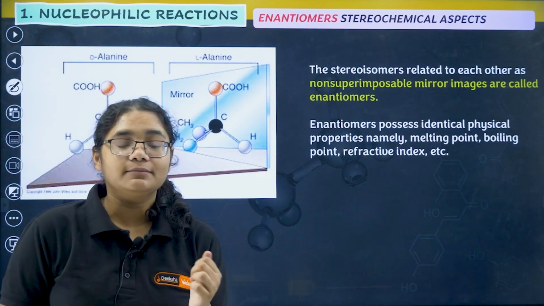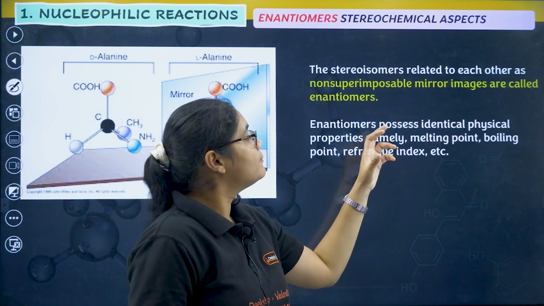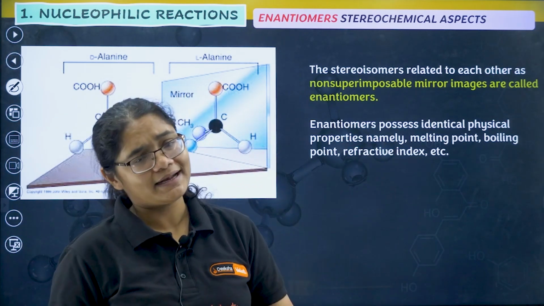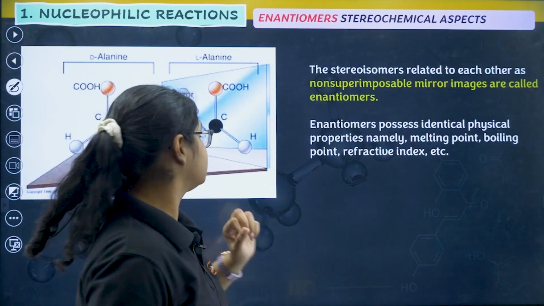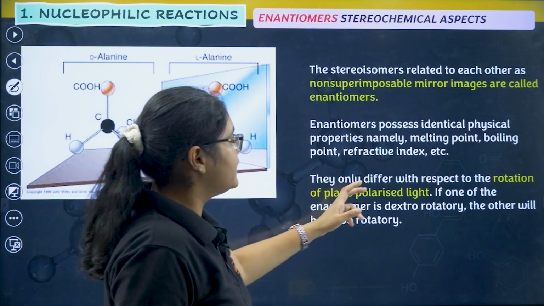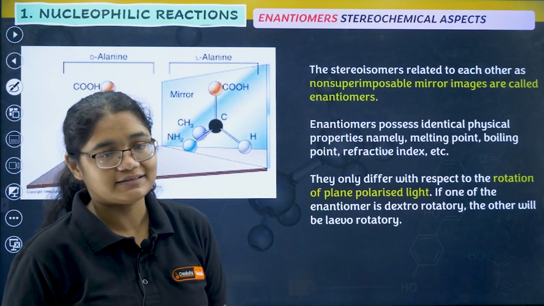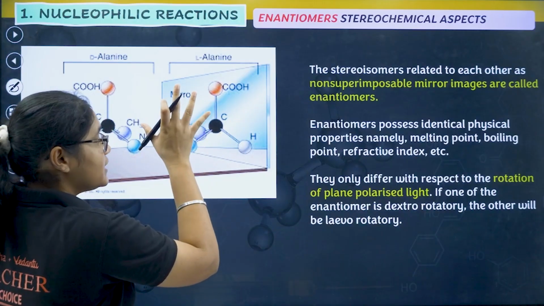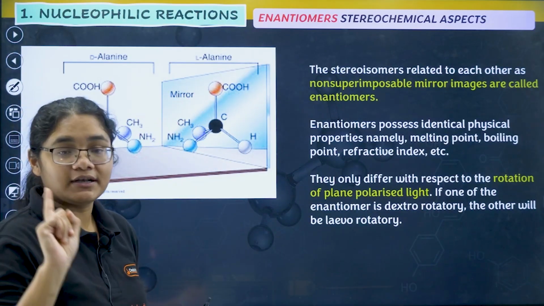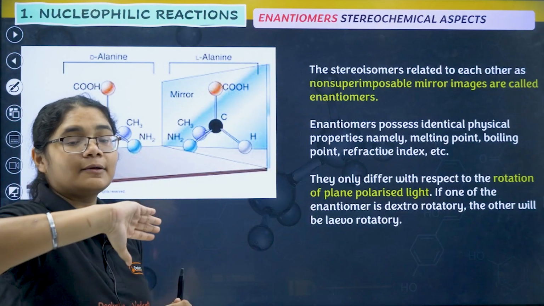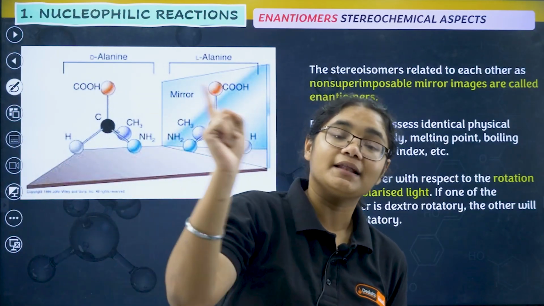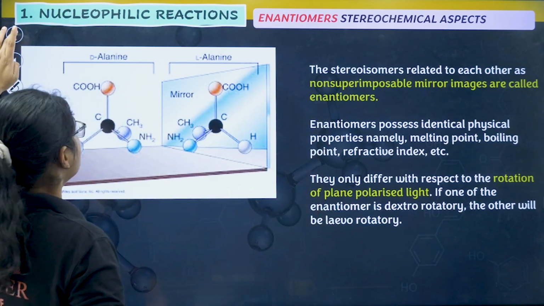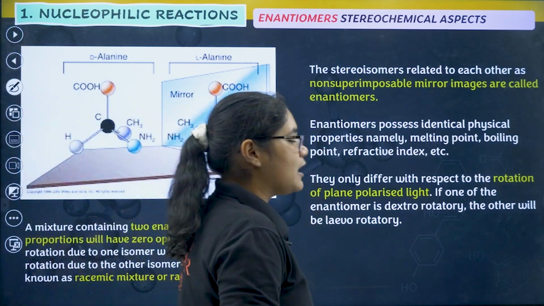So what are some properties of enantiomers? Enantiomers have identical physical properties. They have all the properties like boiling point, melting point, everything the same, but they have one physical property which is different. That is the rotation of plane polarized light. The two compounds which are non-superimposable mirror images of each other, which are enantiomers, have one property different. One molecule will rotate the plane polarized light in the clockwise direction, then the other one will rotate it in the anti-clockwise direction. I hope this is clear. Fine. Next, we have one more thing.